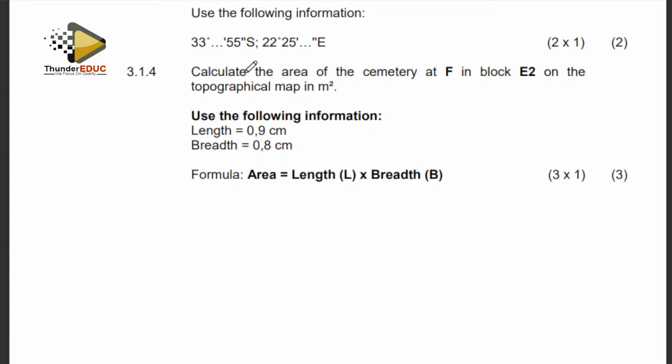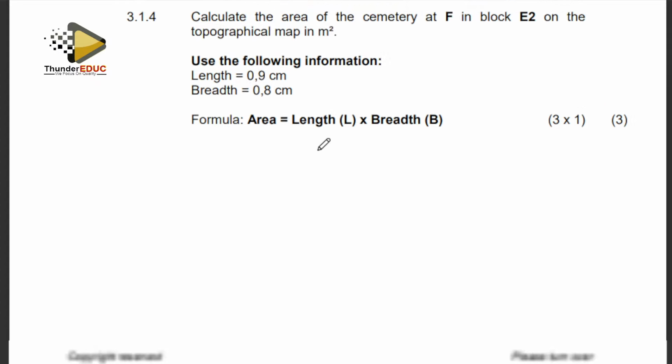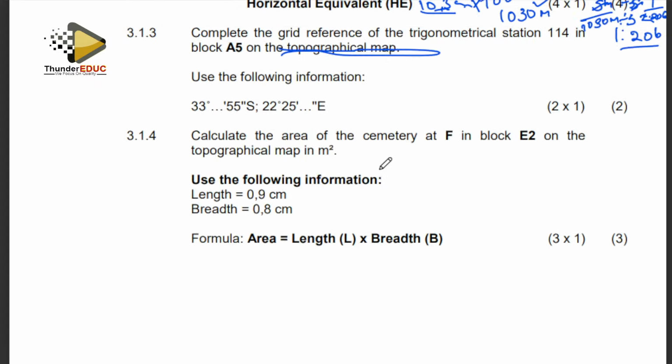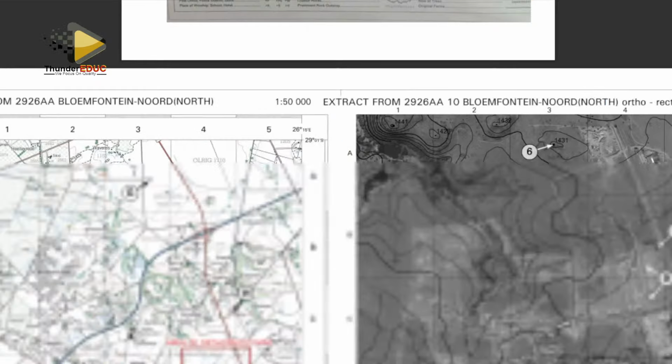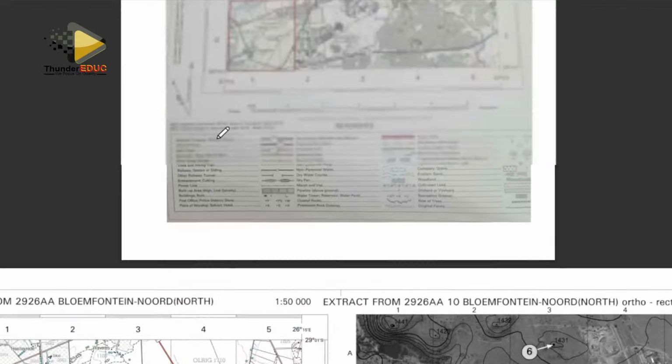You see here the question asking about area. Area did not come in paper 1, so you're likely to face that question that is asking the area. It can be in meters or it can be in kilometers. So: calculate the area of cemetery F in block E2. Let me see if the cemetery is visible.